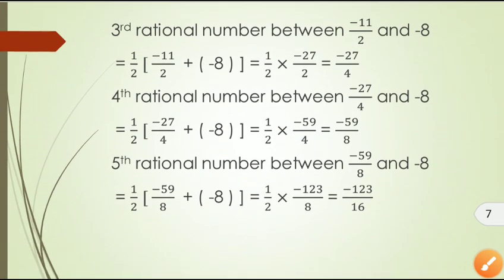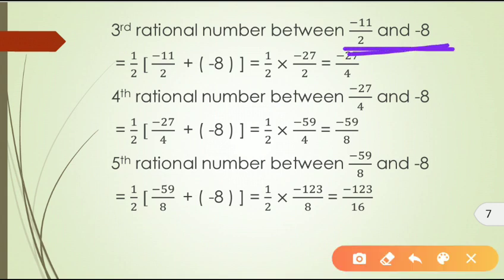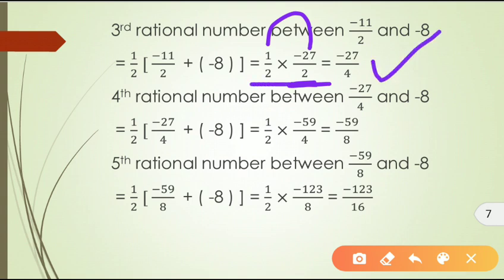Now proceed to the third rational number. Find the third rational number in between this. So this will be a and this will be b. 1 upon 2 a plus b. This plus minus will become minus. When you solve the bracket, you will get minus 27 by 2. Multiply the numerator, multiply the denominator. This is your third rational number.